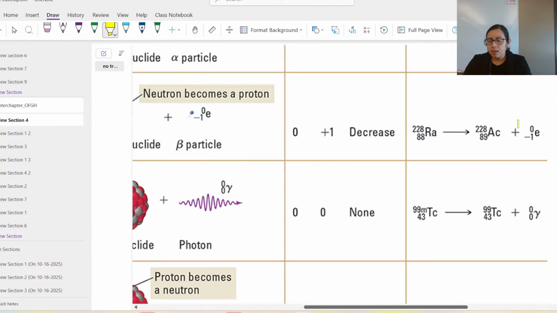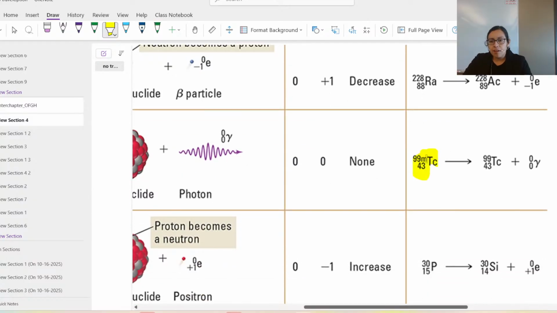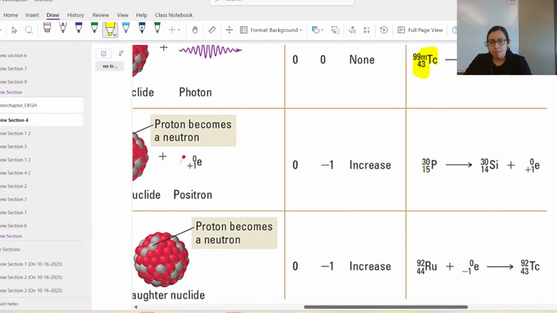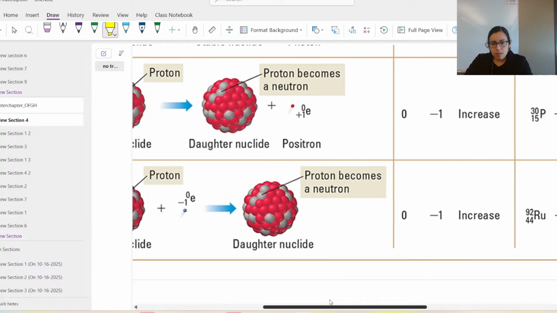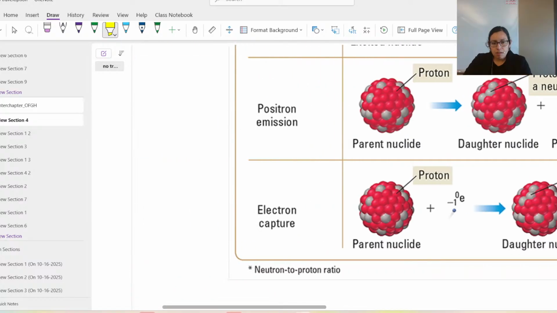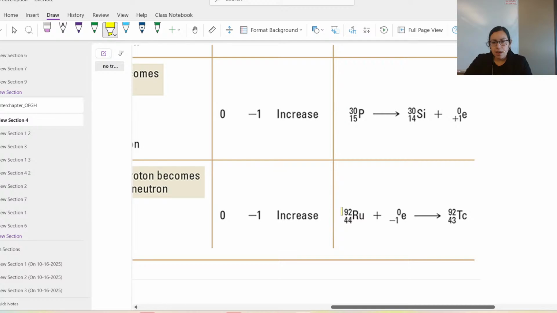So our beta emission. So now with radon-228 going to actinium here. There's again the high energy state, only indicated by that metastable. And then here's the last one that we didn't look at. So our electron capture, the classic example of that is this ruthenium-92, which pulls in an electron to make then our 43 technetium element.